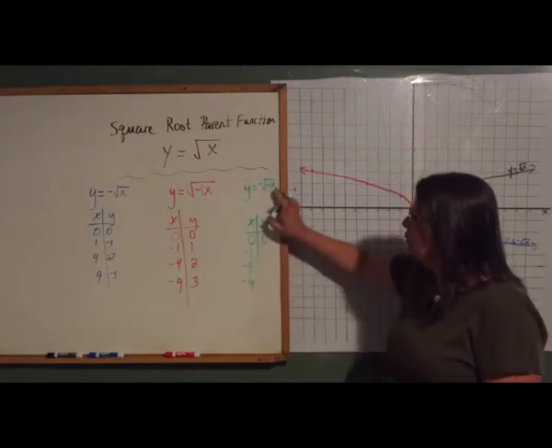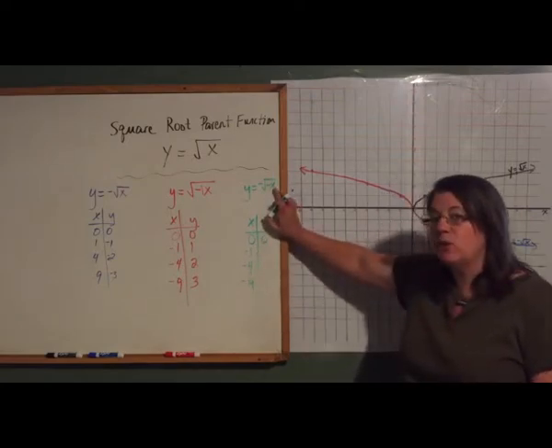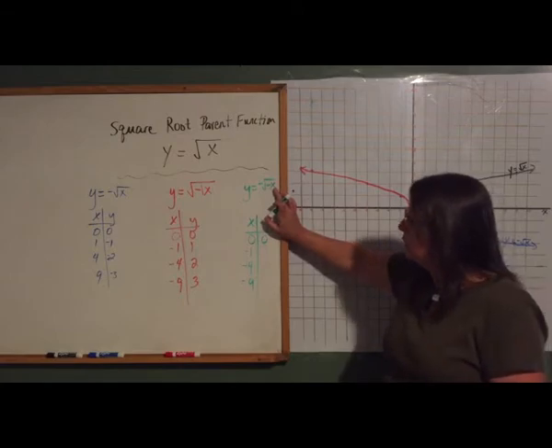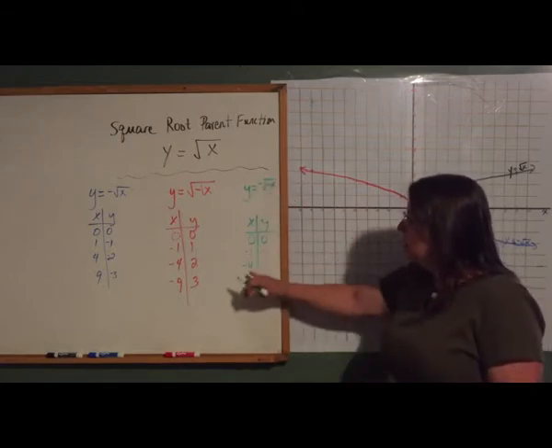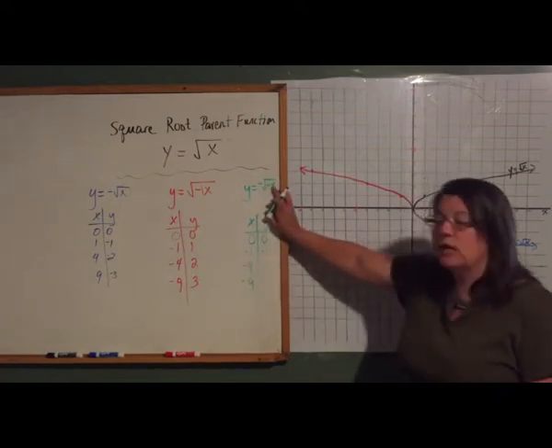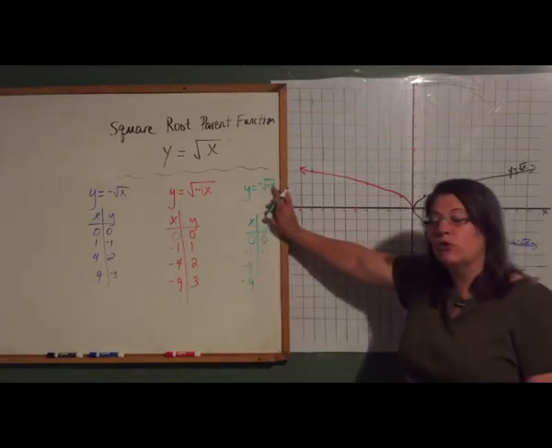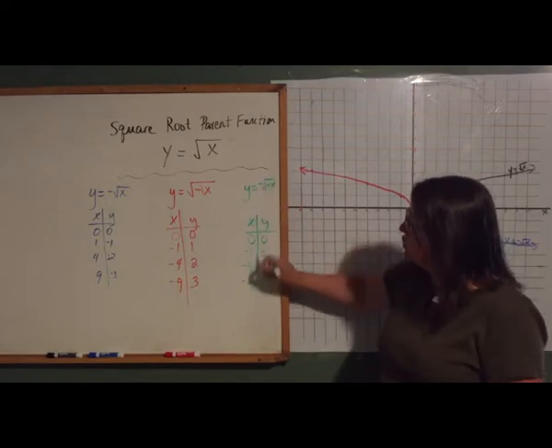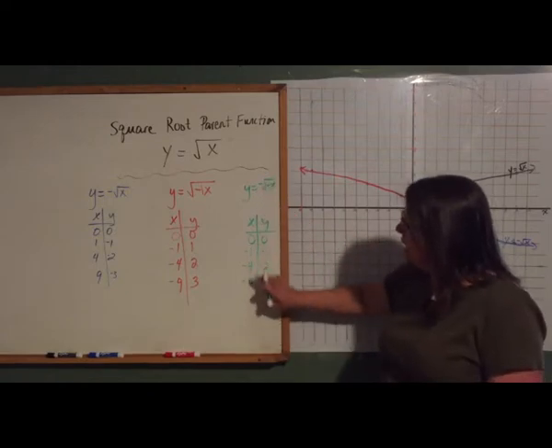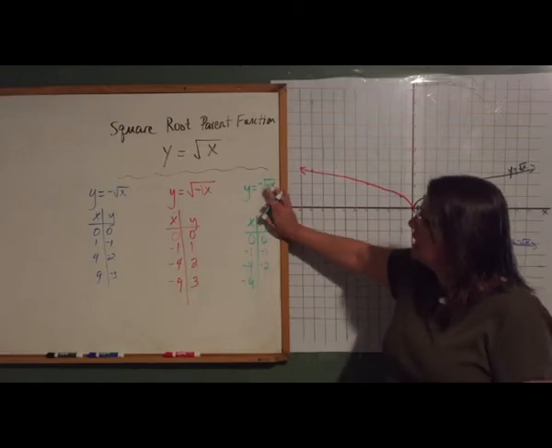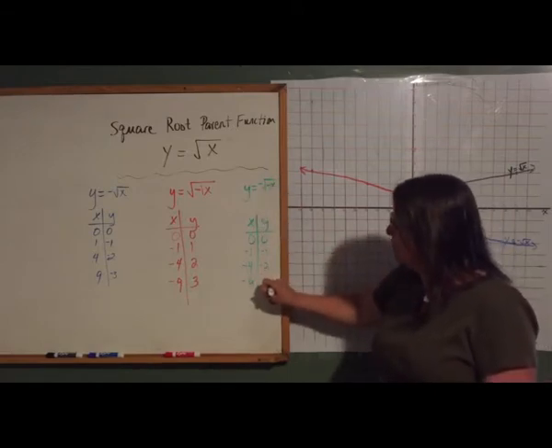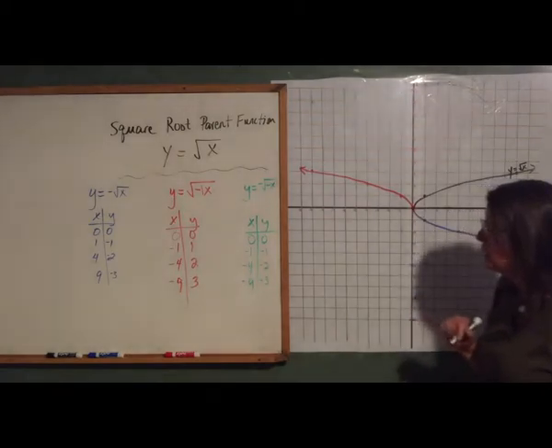When I plug in -1, -1 times -1 is 1. Square root of 1 is 1. -1 times 1 is -1. -4: -4 times -1 is 4. Square root of 4 is 2. -1 times 2 is -2. And then -9 times -1 is 9. Square root of 9 is 3. -1 times 3 is -3. That gives me my ordered pairs.